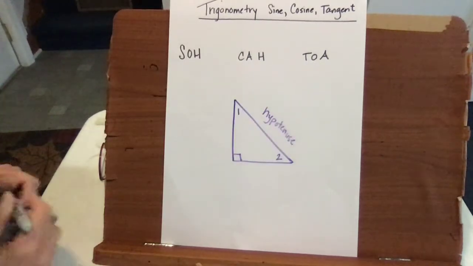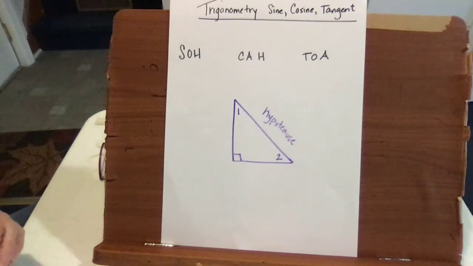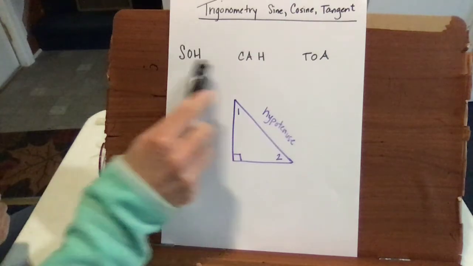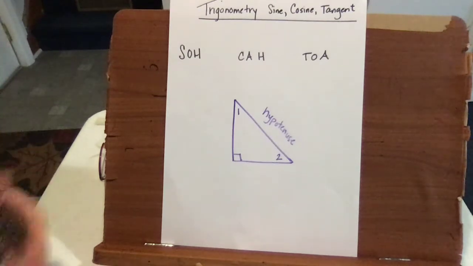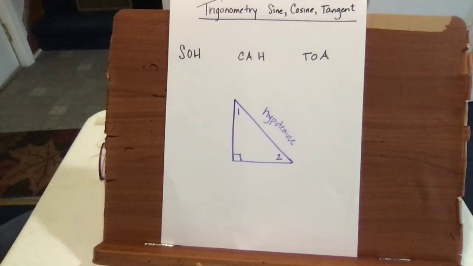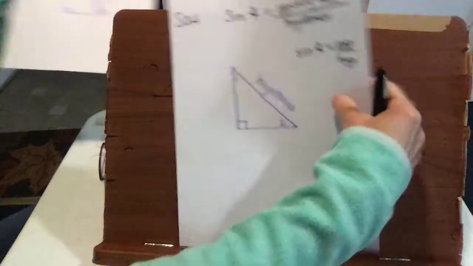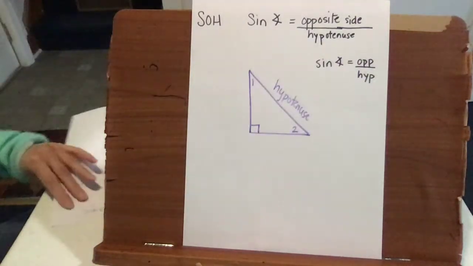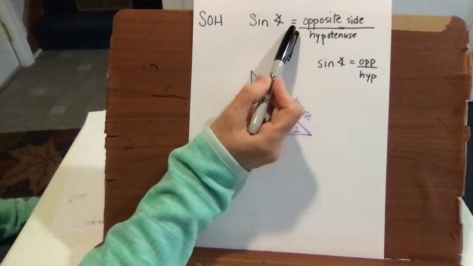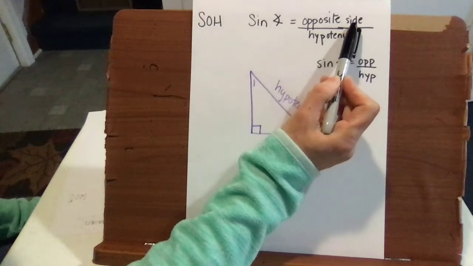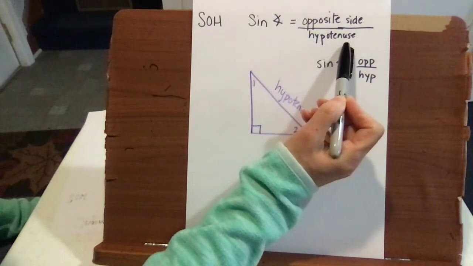So depending on what combination of sides and angles you have, you will use one of these three acronyms, which are sine, cosine, and tangent, to help you build the correct ratios. So first, let's look at the sine ratio. The sine ratio is SOH. It means the sine of an angle is equal to the opposite side of that angle over the hypotenuse.